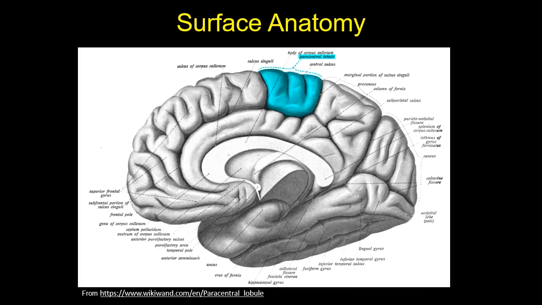On the medial side, here we see the cingulate sulcus ascending into the marginal sulcus, which is equivalent to the postcentral sulcus. Central sulcus here, paracentral lobule here, representing the sensory motor foot area.